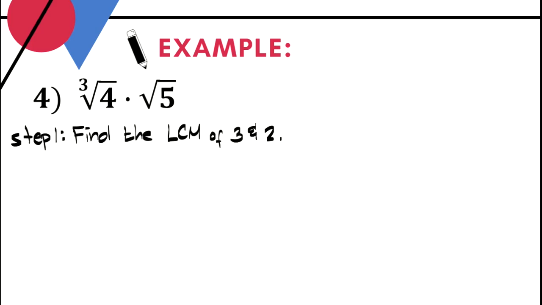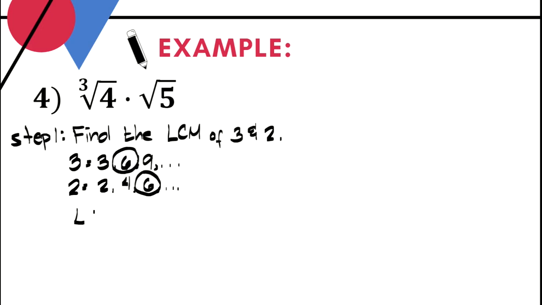LCM is the least common multiple. The multiples of 3 are 3, 6, 9, 12, and so on, while the multiples of 2 are 2, 4, 6, 8, and so on. So the least common multiple of 3 and 2 is 6. Therefore, our LCM is 6.